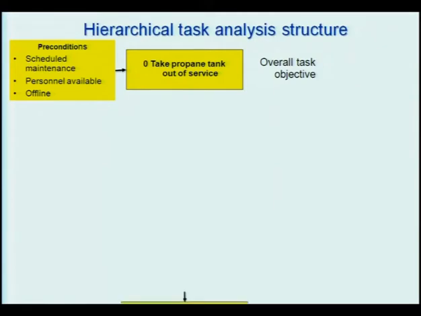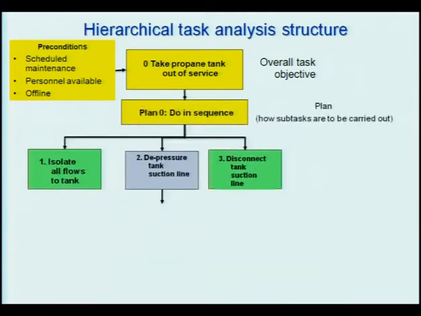We then take the overall objective and break that down into sub-objectives governed by a plan. So we have to isolate all the flows to the tank, depressure the tank suction line, and disconnect the tank suction line. Those are all sub-tasks. When all of those tasks have been done, the top goal has been achieved. So we do a validity test, a completeness test. If we've done all of those things, we've taken the propane tank out of service.